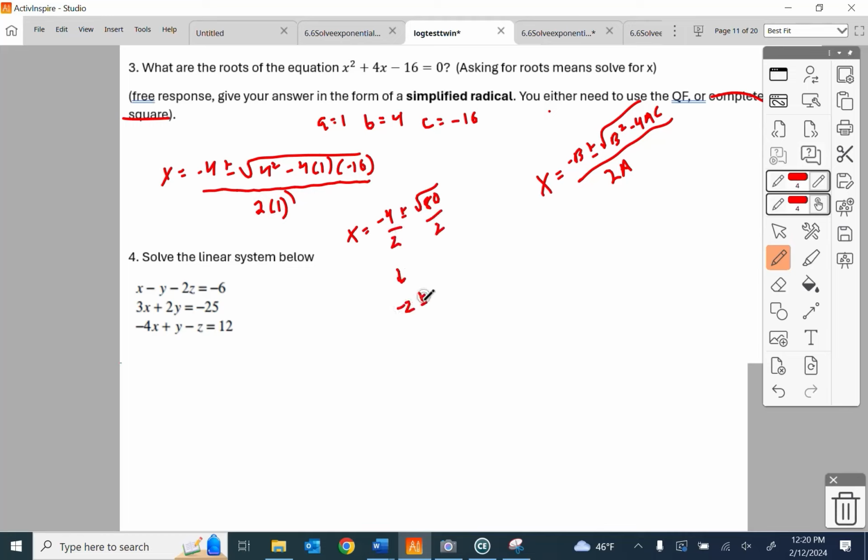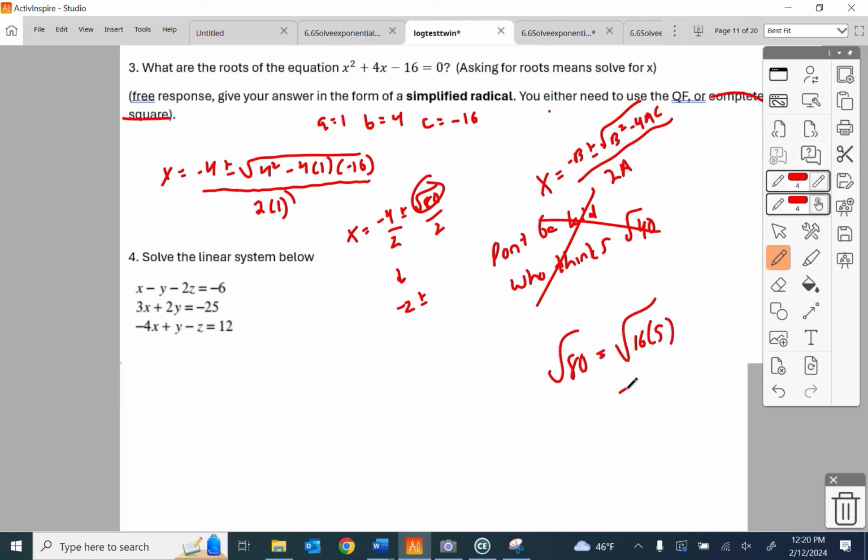That's going to be negative 2 plus or minus. I'm going to have to simplify. Don't be the kid who thinks root 40. It's not. Don't be that loser. Root 80 is root 16 times 5, which is 4 root 5. So I already simplified negative 4 over 2. Now I've got 4 root 5 over 2. Negative 2 plus or minus 4 over 2 is 2 root 5. Final answer.